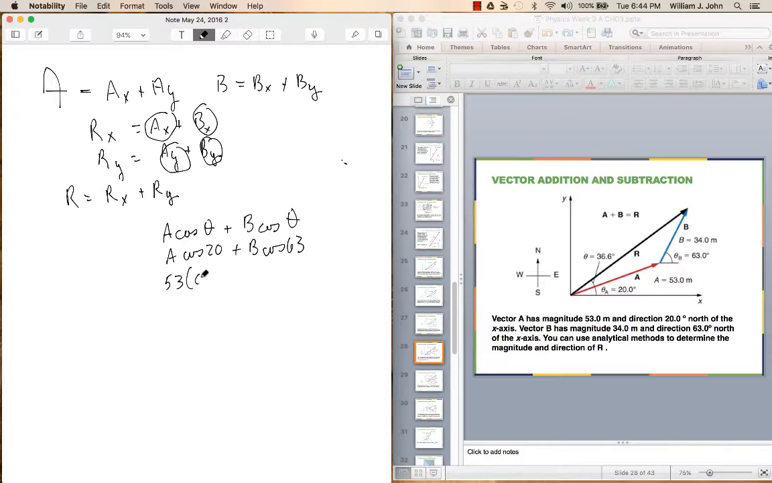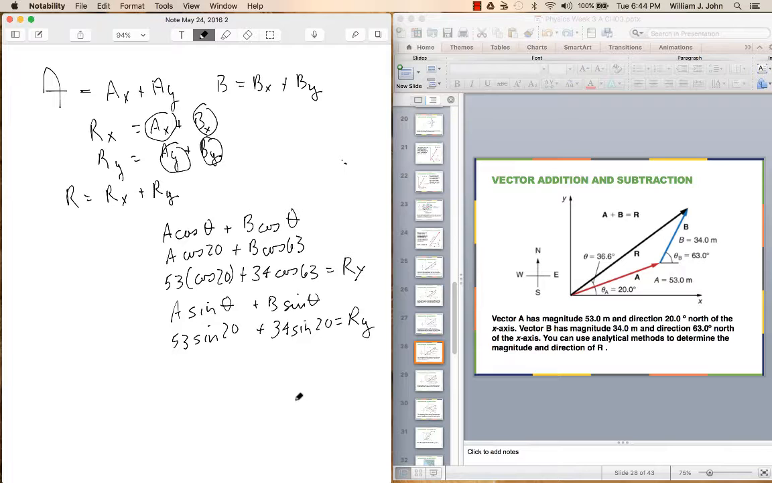53 cosine 20 degrees plus 34 cosine 63 degrees, and that ultimately gives us Rx. Okay, we can also find values for the y components: A sine theta plus B sine theta, or 53 sine 20 degrees plus 34 sine 20 degrees, and that'll give us Ry.